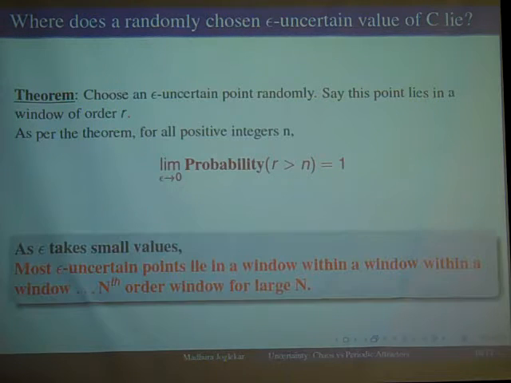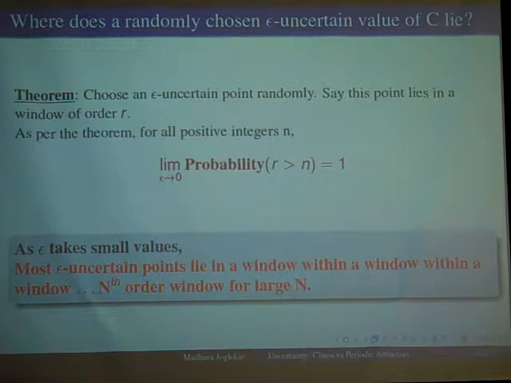Or in other words, as epsilon takes small values, most of the randomly chosen epsilon uncertain points do not lie in primary windows or secondary windows, but in nth order windows where n takes a very large value. And as epsilon takes smaller and smaller values, n takes larger and larger values. So in other words, randomly chosen epsilon uncertain points lie in windows within windows within windows n times where n is very large. And this is the theorem.